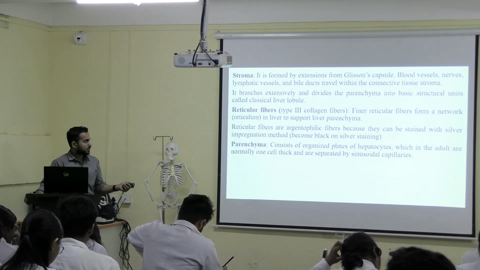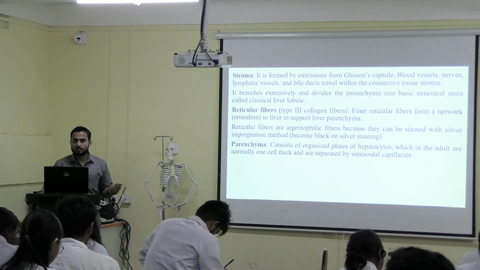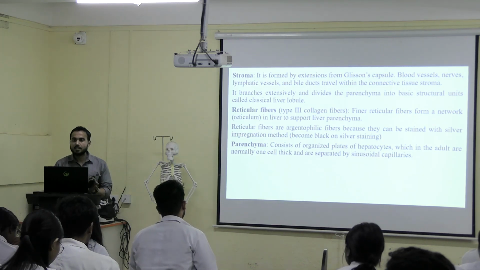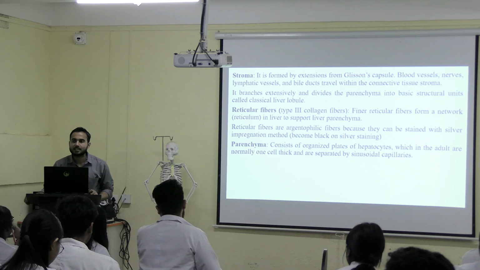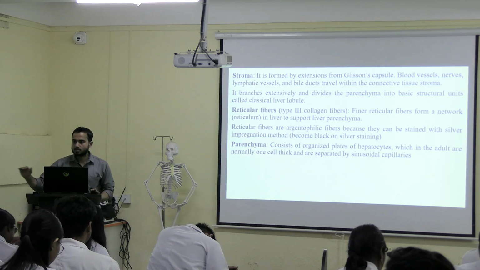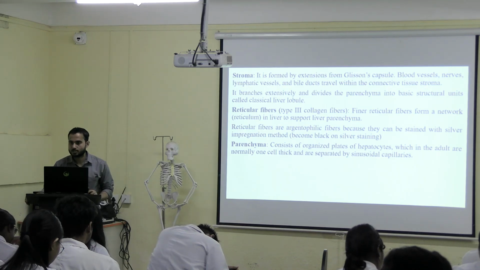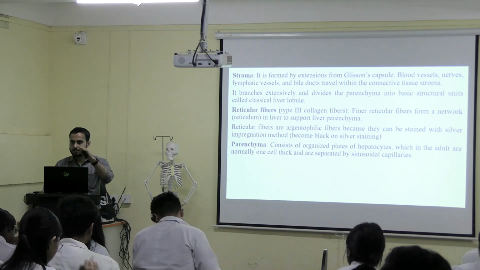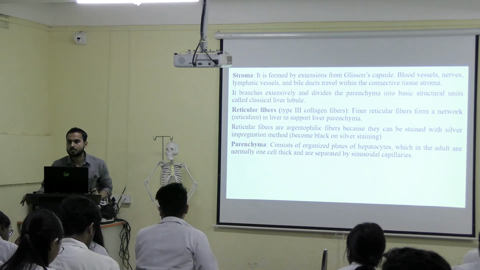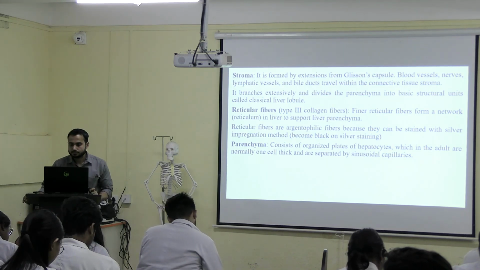Next is the parenchyma. In the parenchyma we are getting the hepatocytes, along with other cells, but mainly we are getting hepatocytes. Hepatocytes are the cells of the liver. Now how are they arranged? They are arranged in the form of laminae. What does laminae mean? Layers. They are arranged in the form of layers. There is only a single layer of cells, not multiple layers, but the way they are arranged, it looks like a layer. That's why it is called hepatic laminae. Okay?